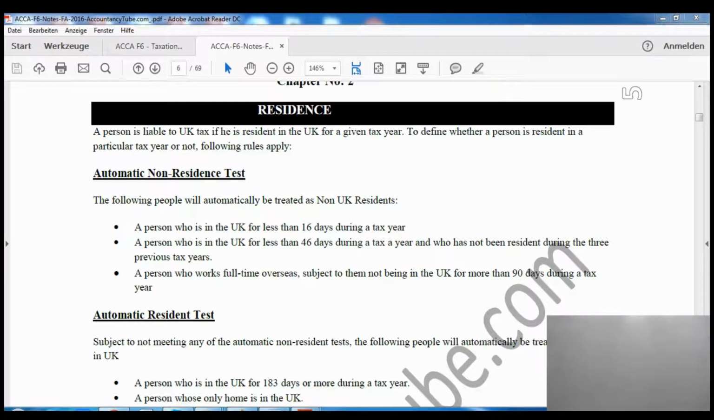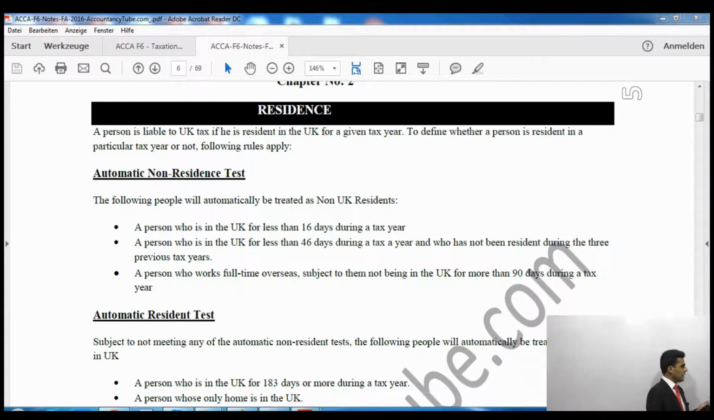Alright, and the third test says a person who works full-time overseas, subject to them not being in the UK for more than 90 days, will also be automatically non-UK resident. Say, for example, if you work in Dubai and you only go to the UK for less than 90 days, you will be automatically non-UK resident, and your job in Dubai is full-time. So if you work full-time overseas, overseas means not in the UK.